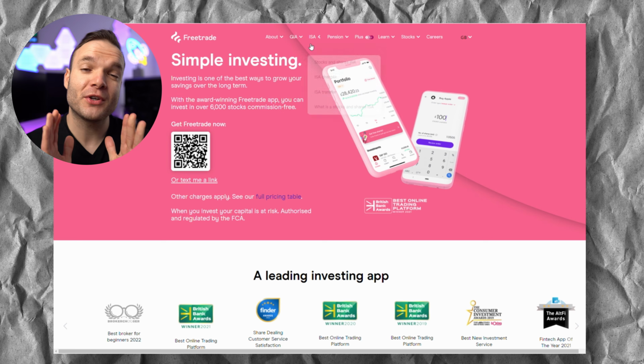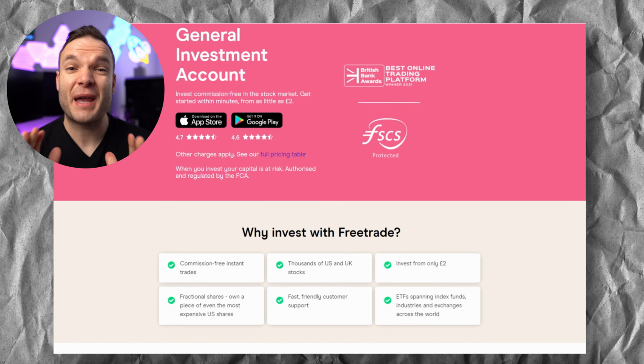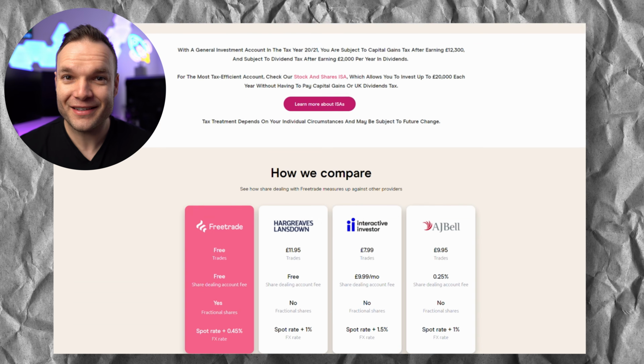Anyway, before we jump into this one, just remember that this is just a small part of my portfolio. I've used Freetrade. I'm just using the free part of the account. It's not in a stocks and shares ISA or anything like that. So just bear in mind that I would be liable for any taxation on this account.